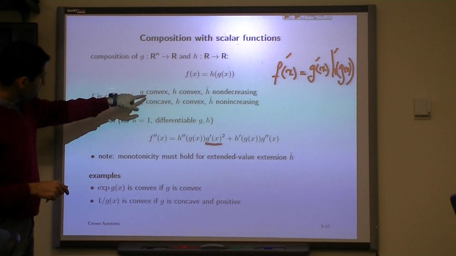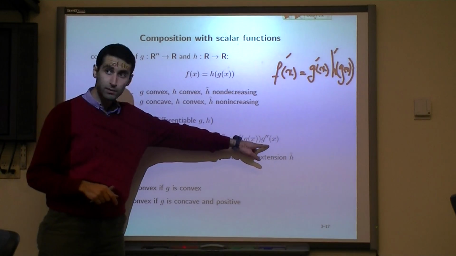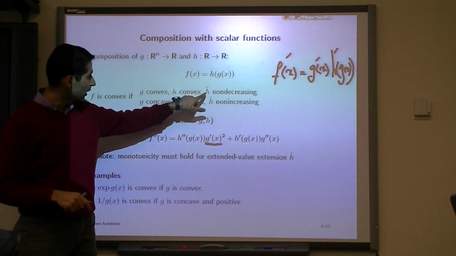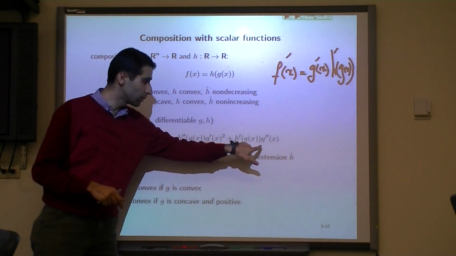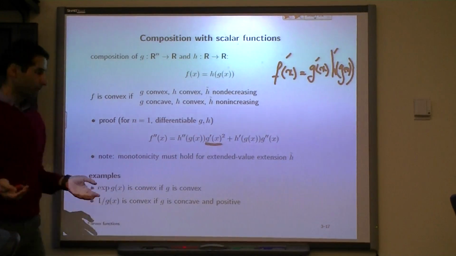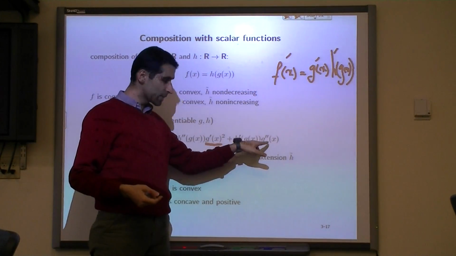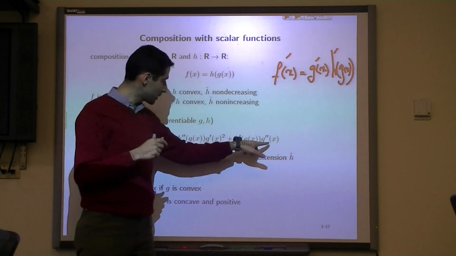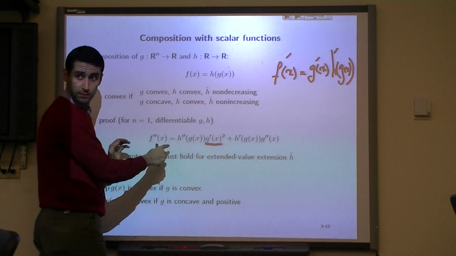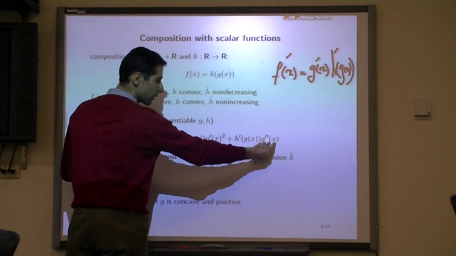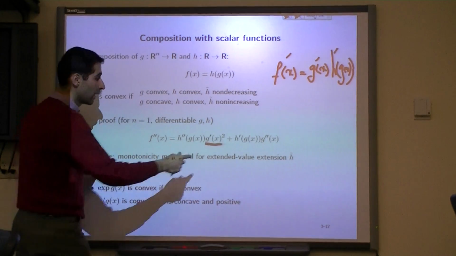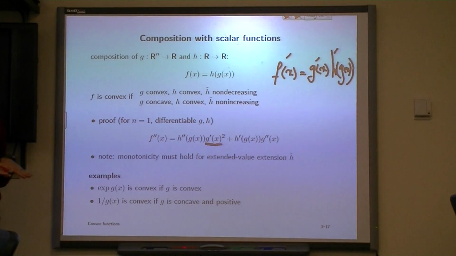So the first case: g of x is convex, h is convex, and h is non-decreasing to keep this term positive. If g of x is concave, it means this term is negative. If this term is negative, we want the whole thing to be positive. We know h of x is convex, therefore this term is positive. This one is negative, and we want something negative here to multiply by the negative one and create something positive. Therefore, h is supposed to be decreasing or non-increasing.